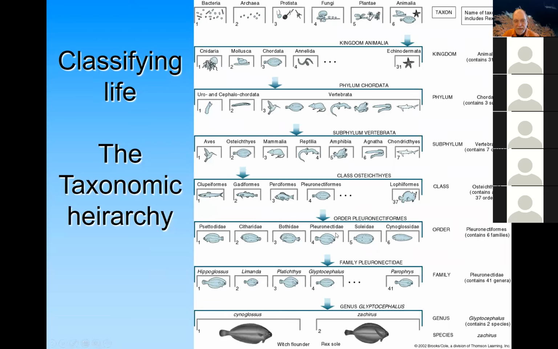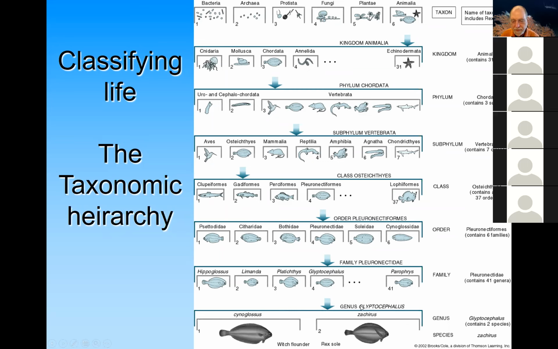So we step down into families. So from the class Osteichthyes to the order Pleuronectiformes. And within the Pleuronectiformes, there are a variety of different flatfishes. And the particular family of flatfish that the Rex sole belongs to is Pleuronectidae. So that's the family. And then finally, from family, we step down into very closely related but still distinct species that include two different kinds of flatfish: the witch flounder and the Rex sole.